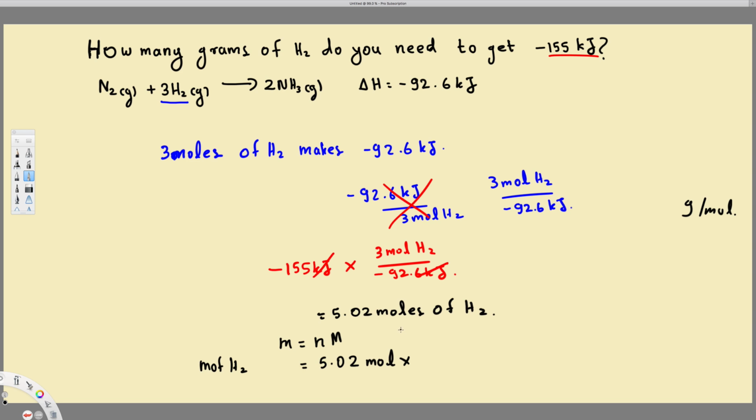We know that 1 H has 1.01 gram per mole, so we have 2 H, right? Because H2, so 2 H, so this is going to be approximately 2.0 gram per 1 mole. And if you multiply it by this, mole cancels, and you will get approximately 10.0 gram of H2. So that's how much H2 we need to make this much heat energy, right? And that's how we do this kind of problem.